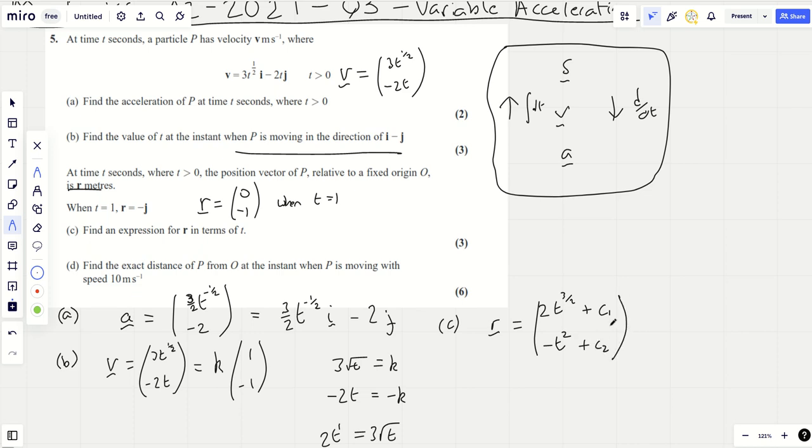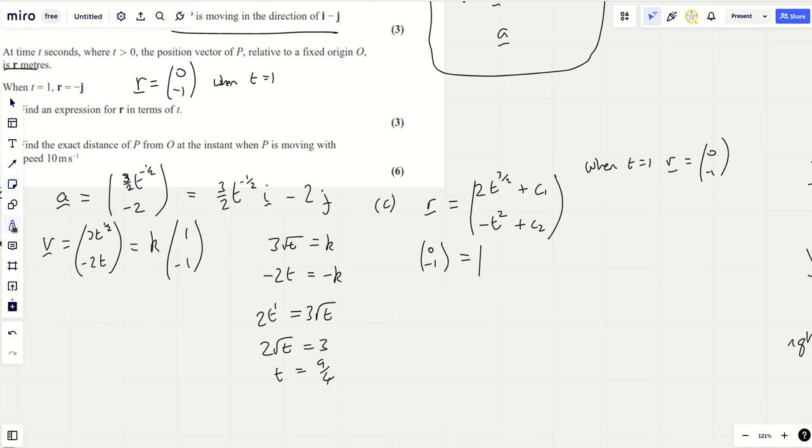And then we're going to integrate this, and we get minus t squared plus a new constant c2. Now we also know when t equals 1, r should equal 0, minus 1. So that's what I'm going to use next. So 0 minus 1 equals, let me just move over so you can see this nice and clearly. We're going to get 2 plus c1, so c1 must be minus 2. And we're going to get minus 1 plus c2, and so c2 is 0.